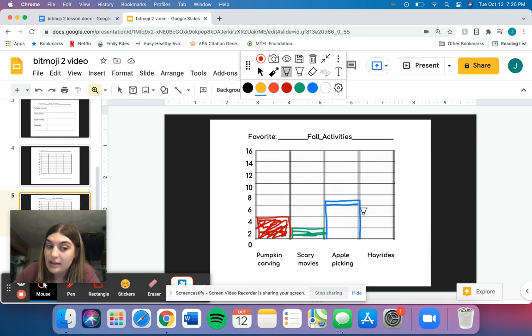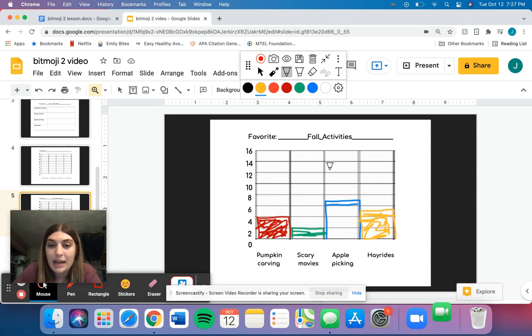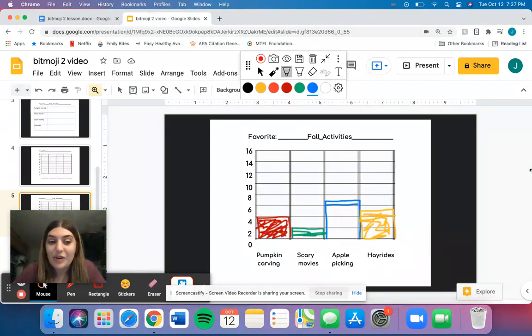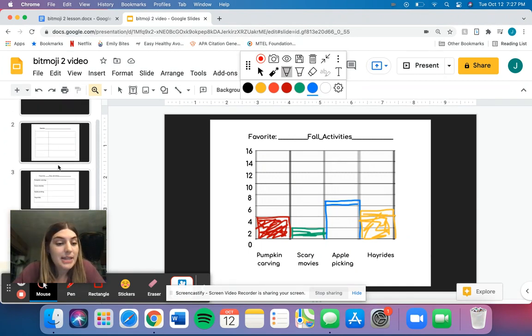And then lastly, we have our 5 for hay rides, which again is not an even number. So we would go up to 4 and then 1 more, which would be half of that block. So this is what our class graph looks like for our favorite fall activities. And you can see that it shows the same exact data that the tally chart shows, but just in a different way. So this one is shown by bars and the other one is shown by tallies.